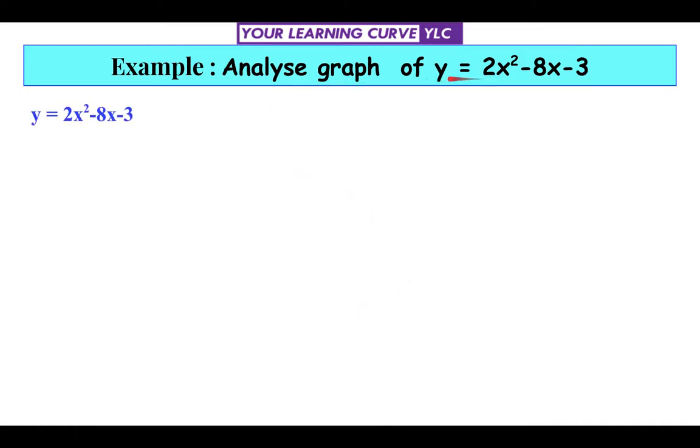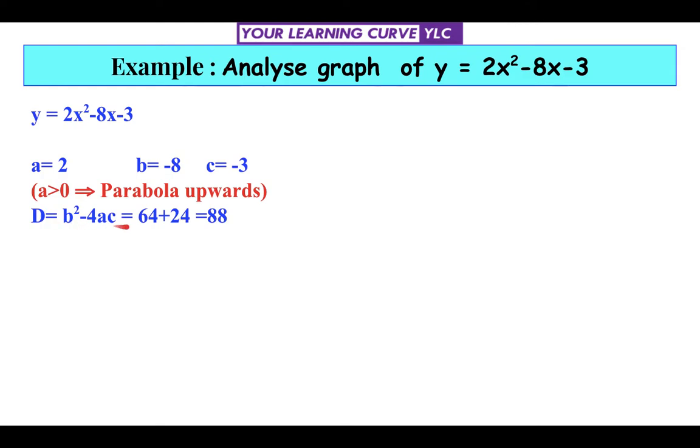Here, let's analyze the graph of y = 2x² - 8x - 3. What is the value of a? 2, b is -8 and c is -3. So we have noted down all these values. Next thing important for a quadratic equation is the discriminant. So we'll calculate the discriminant, that is b² - 4ac, that is 64 + 24 = 88. Now what can we analyze from this? A = 2 is a positive number, it means the parabola opens upwards. First conclusion is the parabola opens upwards for this quadratic.